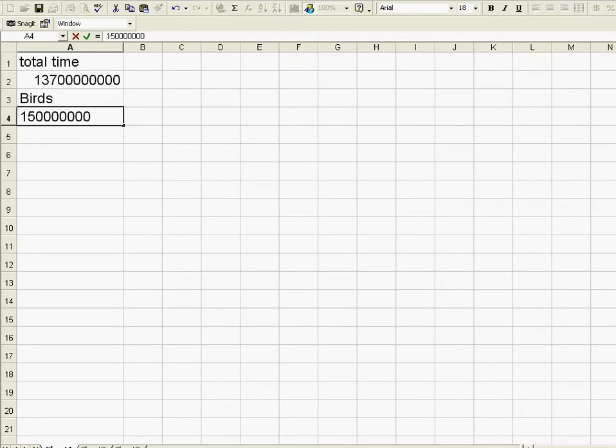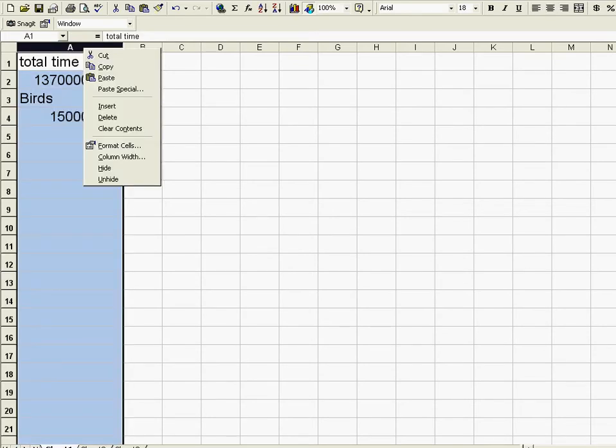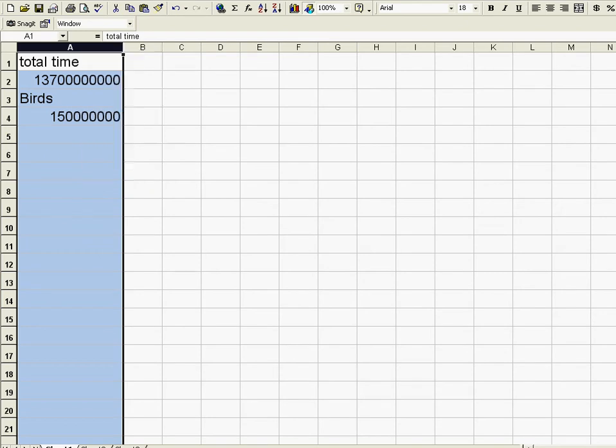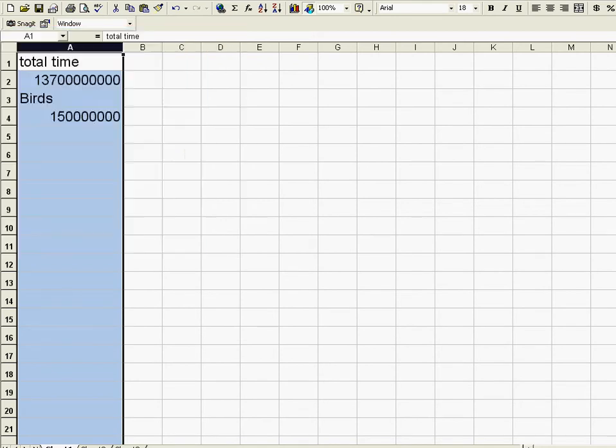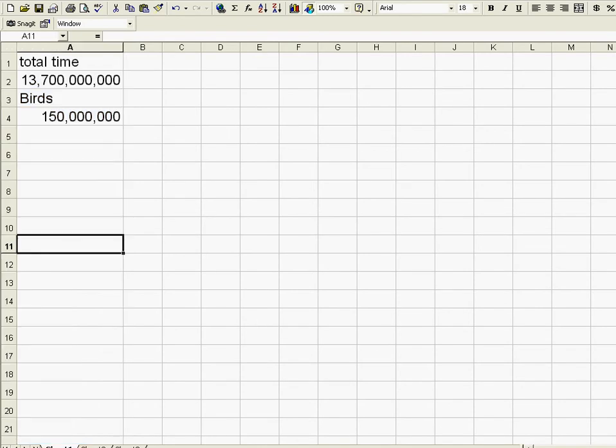All right? And I'm going to format the cells as a number. I'm not going to put any decimal places in these, but I am going to use the commas because I find that makes it easier. And that gives you a sense of what we're dealing with. So 150 million years is a long time ago, and yet it's not that significant when you look at the total amount of time. So the first thing I want to calculate is the percent occupied, the percent of the total amount of time the birds have been around.